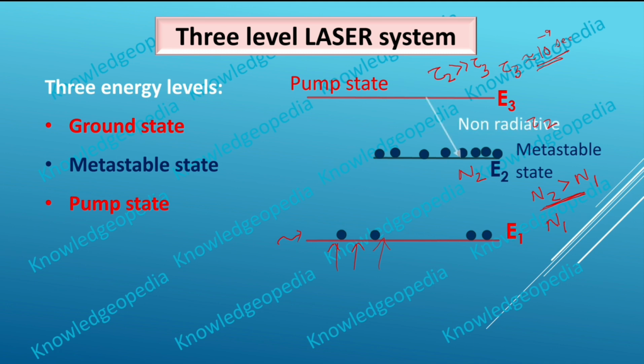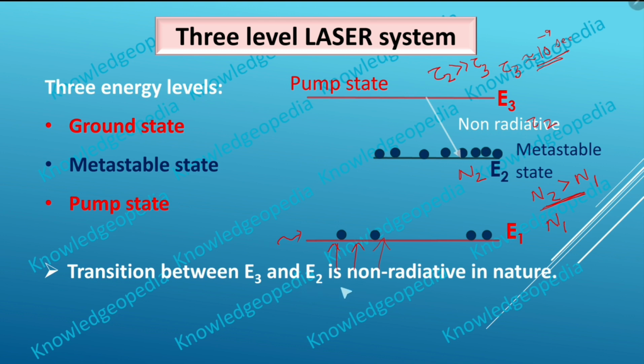So we have seen that the transition between E3 and E2 is non-radiative in nature. Whatever transition occurs from E3 to E2 is non-radiative, which means we are not getting any radiation during this transition. Now we have achieved population inversion as well. The atoms will stay here up to a time tau 2, after that they will automatically come down to E1 by spontaneous emission, right?